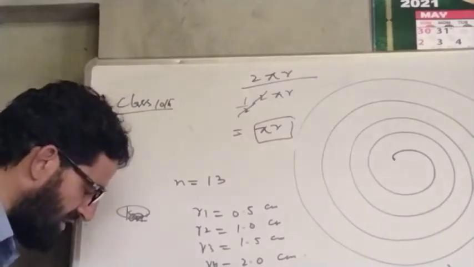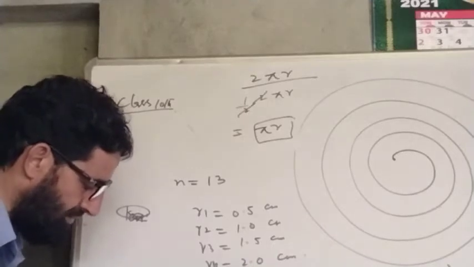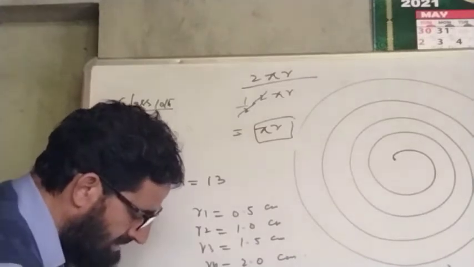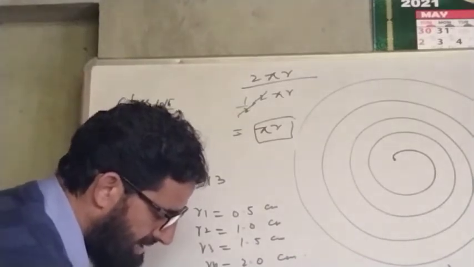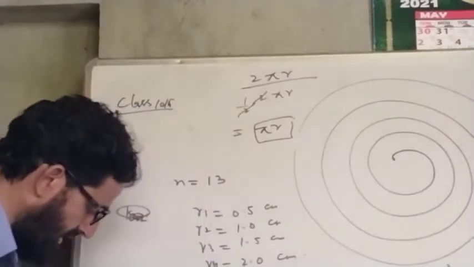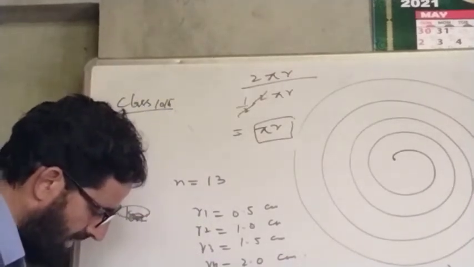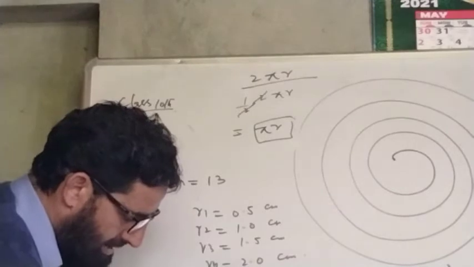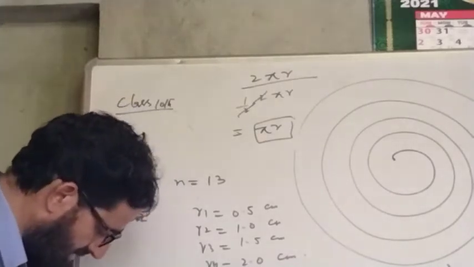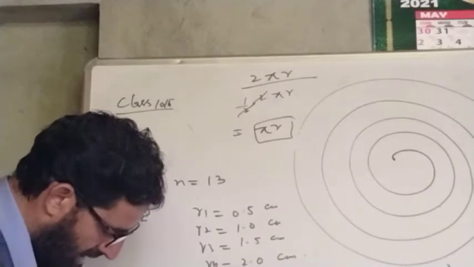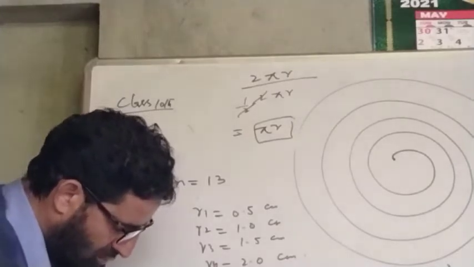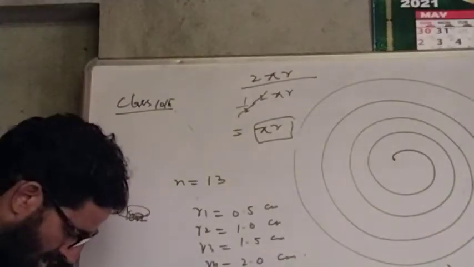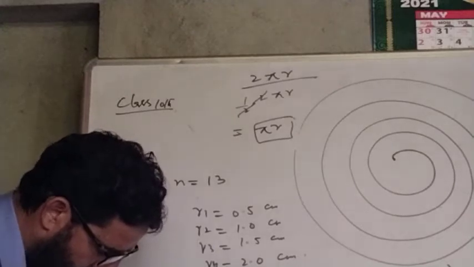Now see, this is 13 divided by 2 into 2a. What is a here? A is, yes, 0.5 pi, plus n is 13 minus 1 into d is again 0.5 pi. Further equivalent to 13 divided by 2 into, 2 5s are 10, so this is 1.0 pi plus 12 into 0.5 pi. 12 5s are 60, so this is 6.0 pi. 1.0 pi plus 6.0 pi is 7 pi. So this is 13 by 2 into 7 pi.